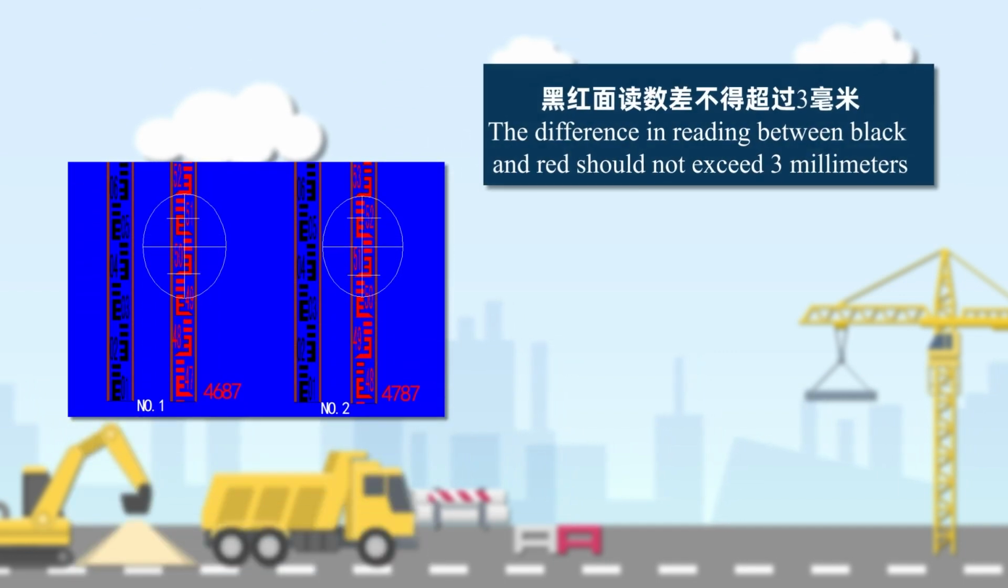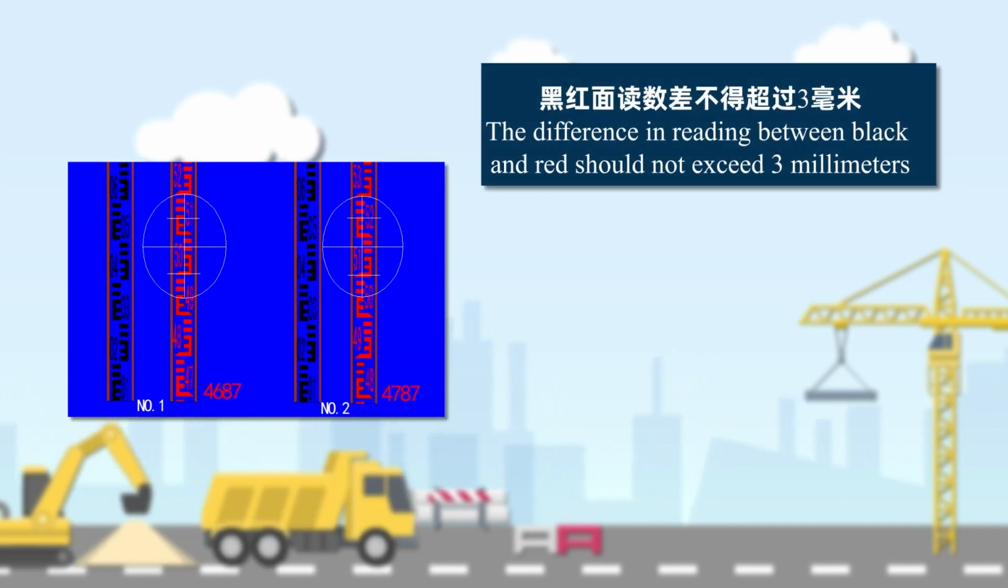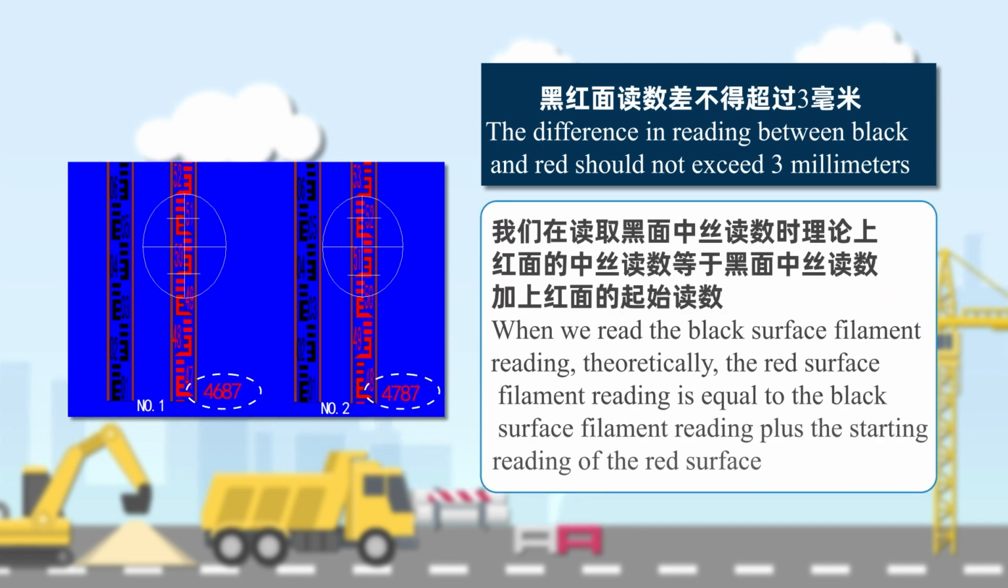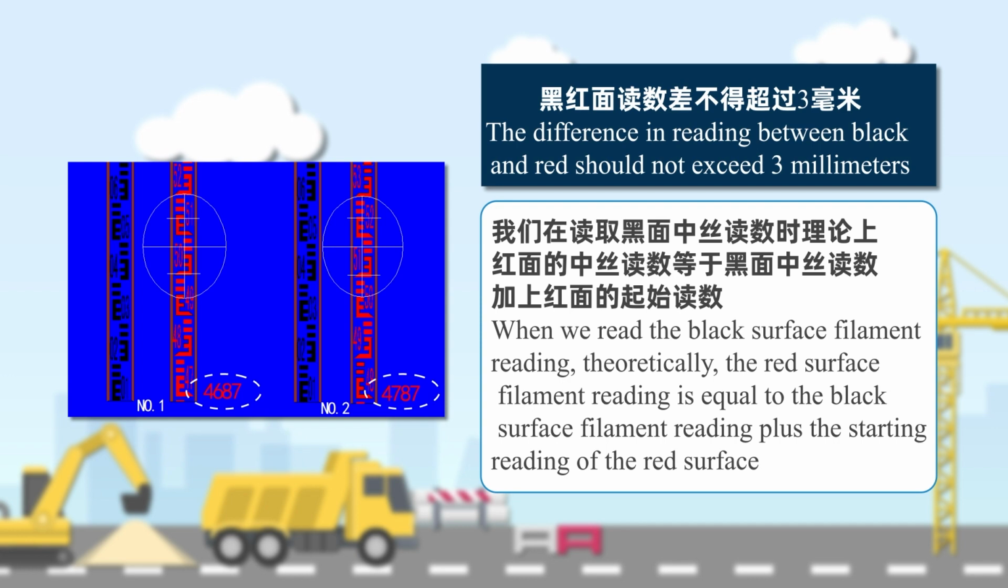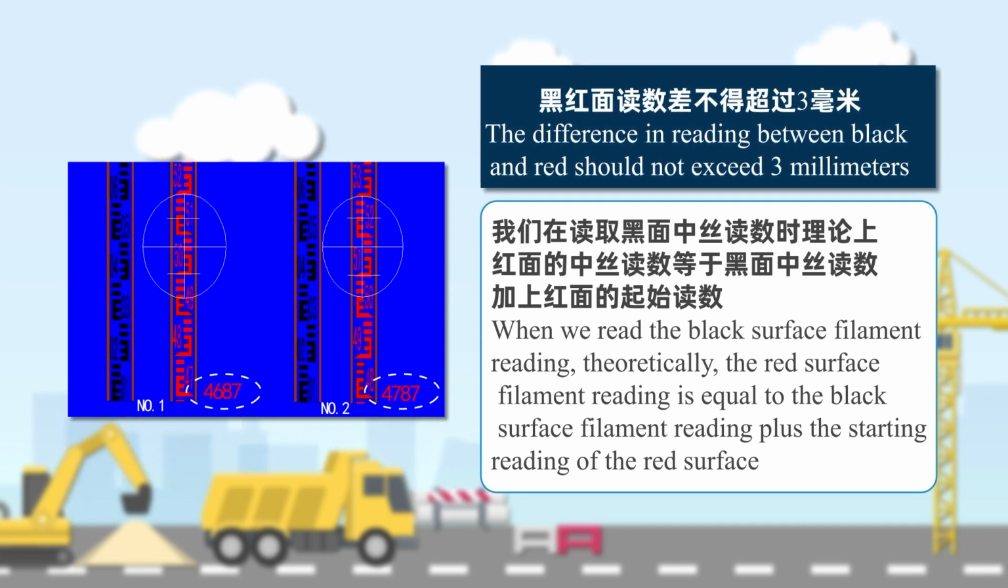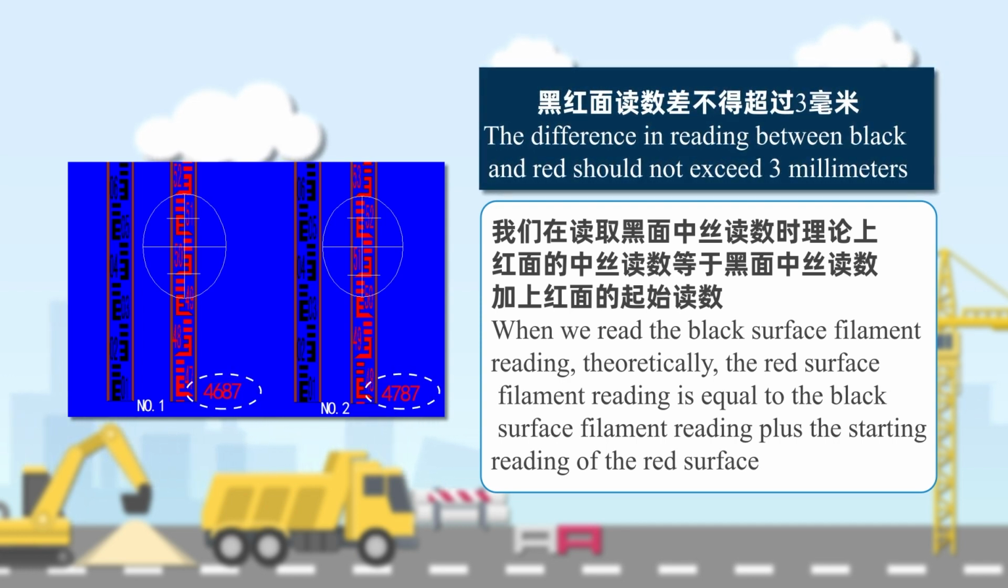7. The difference between black and red surface readings shall not exceed 3 mm. When carrying out leveling measurement, the black surface starts from 0, while the red surface starts from 2 readings. One is 4.687 and the other is 4.787. That is to say, when we read the middle wire reading of the black surface, the middle wire reading of the red surface is theoretically equal to the middle wire reading of the black surface plus the starting reading of the red surface, but due to certain errors in our observation process, the actual readings may not be equal, so an error of 3 mm is allowed.